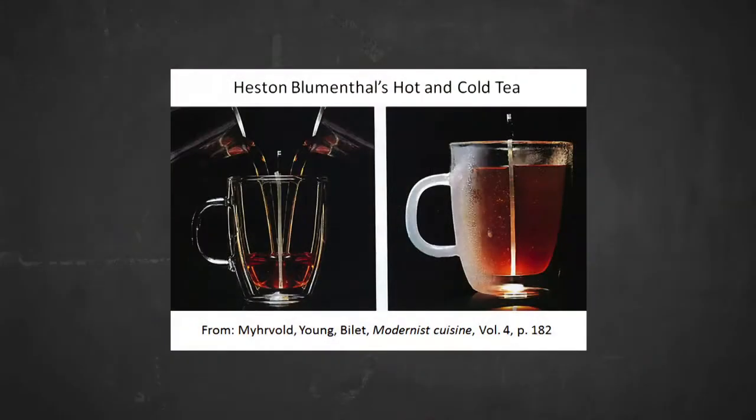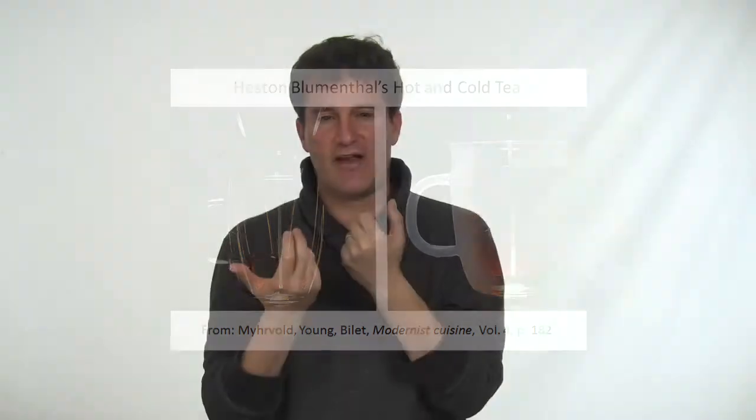So one recipe that is really quite elegant is Heston Blumenthal's recipe for what he calls hot and cold tea. In this recipe, he takes a cup of tea, and he then draws a vertical line through the cup of tea, and on this side of the tea, he has it at one temperature, and on this side of the tea, he makes it at another temperature, and it is designed so that when you drink it, half of your tongue feels the hot temperature, and the other half of your tongue feels the cold temperature. I've never tasted it myself, but it must be a very interesting sensation.